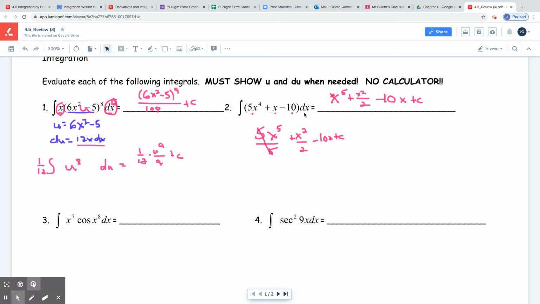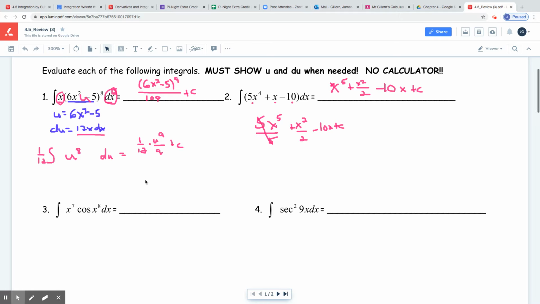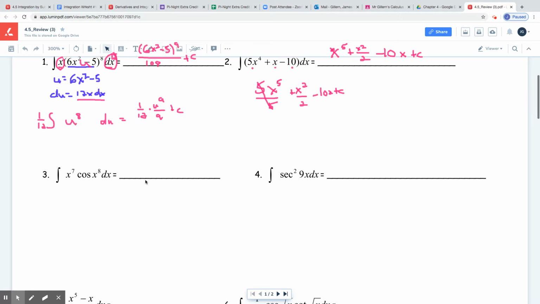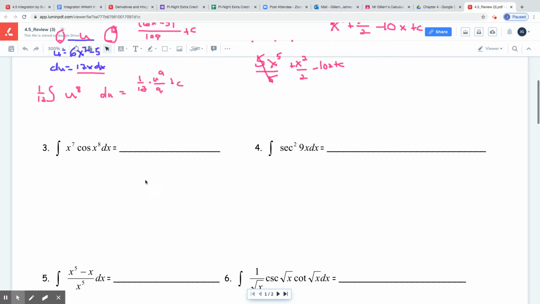We're not going to have to do substitution with every single problem on this quiz. There will be a couple. There will be one where it's just a basic do all the power rule to it. This review is very, very similar to what you should expect on your quiz.